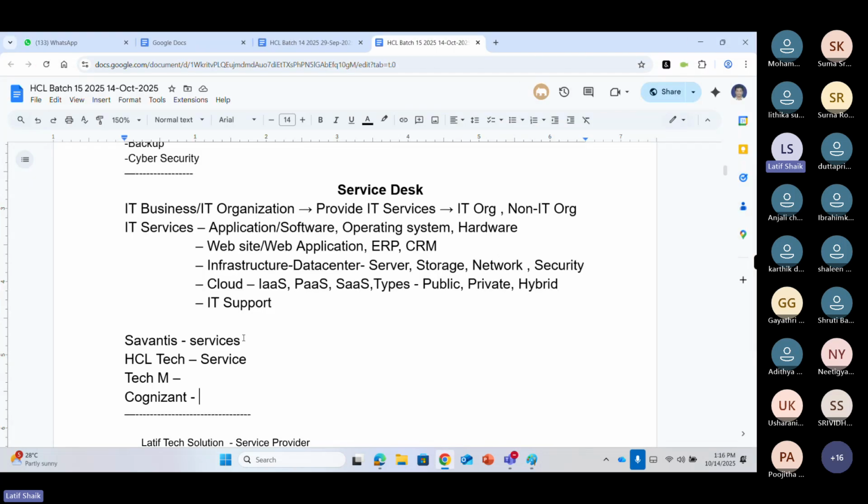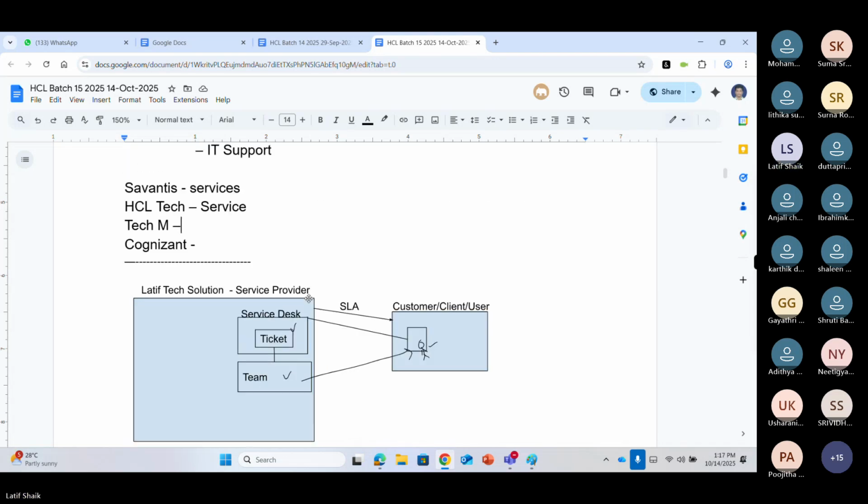So once again, guys, IT organizations provide IT services to other IT or non-IT organizations. Different IT services are provided. It is better to check different IT companies and their services. Then you will get an idea that different IT companies provide different types of IT services.